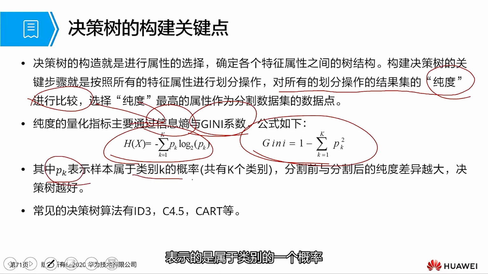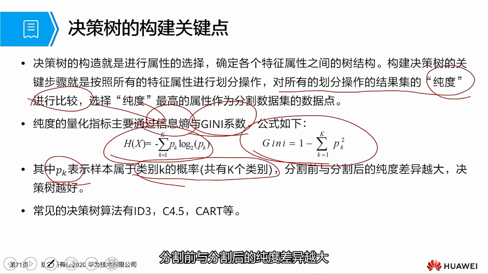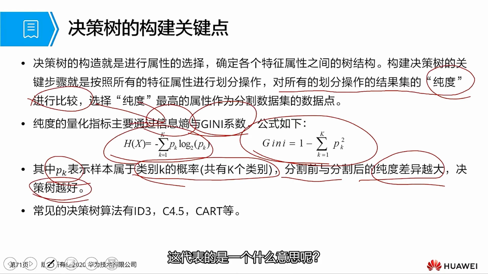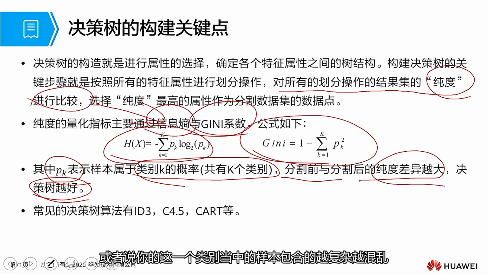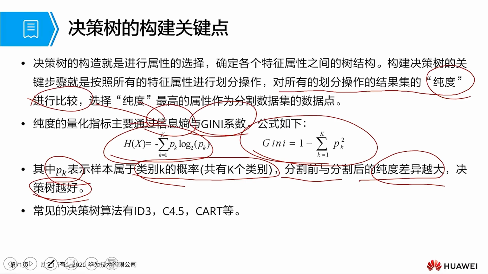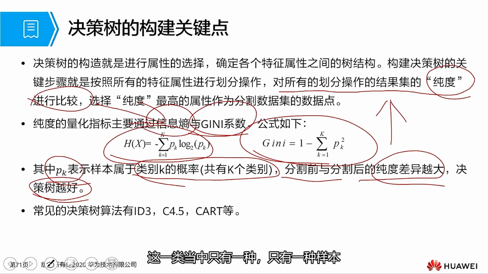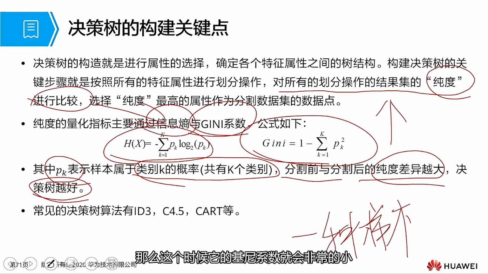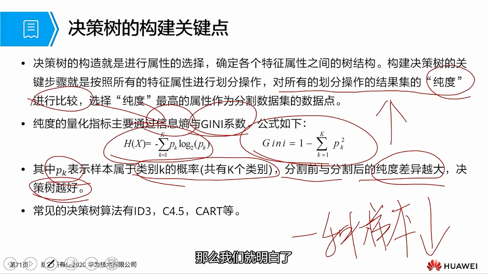Formulas for information entropy and Gini coefficient. Everyone can take a look. The p_k in the middle represents the probability of belonging to this category. The greater the difference in purity before and after segmentation, the better the decision tree. What does this represent? Information entropy, or the Gini coefficient, is about purity. The more complex the samples in this category, the more chaotic, the larger this value is. If you have classified one category, and among this category there is only one kind of sample, at this time the Gini coefficient will be very small.